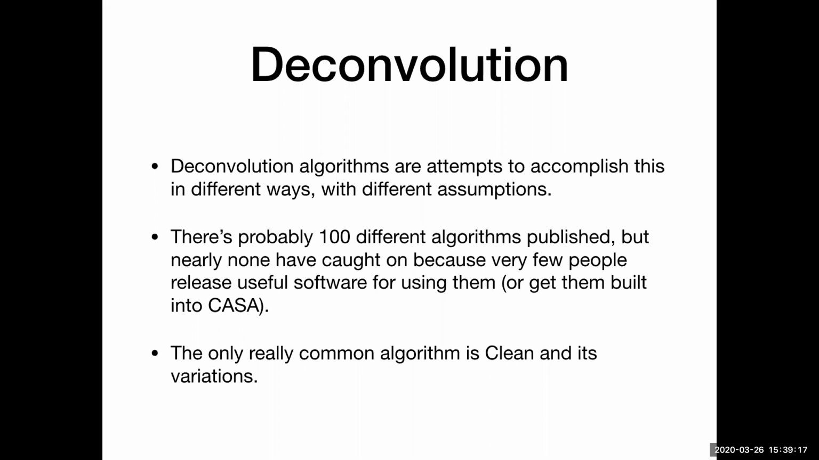As a result, the only really common algorithm in use today is CLEAN and its variations. That's because CLEAN is built into most of the imaging software that gets used. CASA and other imagers basically all have CLEAN, because it was one of the first ones developed. Whenever a new one comes out, it's always compared to CLEAN, and usually it does better, but people don't build these into CASA, so no one ever gets to use them. So all we're really going to talk about today is CLEAN. That's all we really have access to.